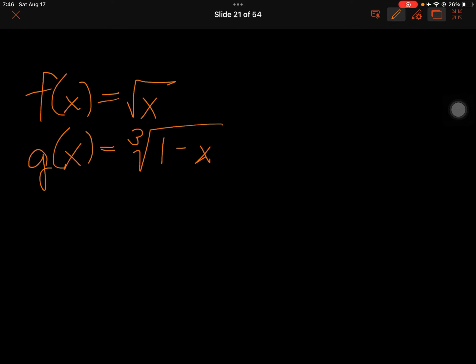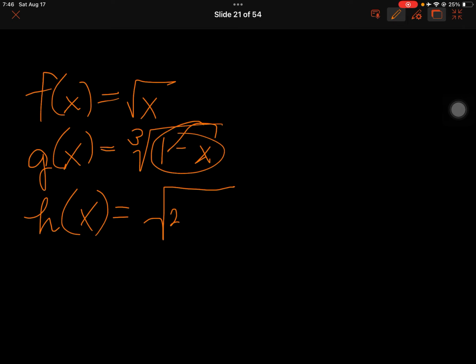Okay, so again, the one inside the radical sign should be a polynomial function. Next, h of x is equal to the square root of, let's say, 3x minus 1 plus 1, is still considered a radical function.